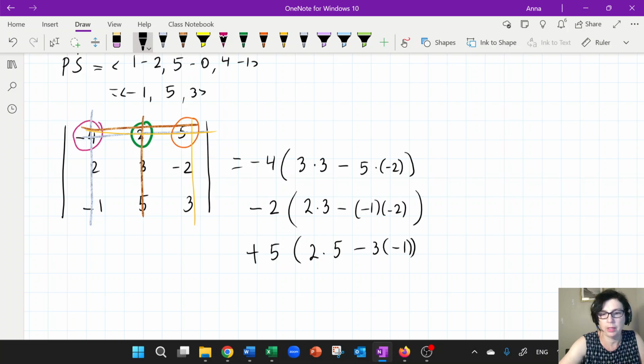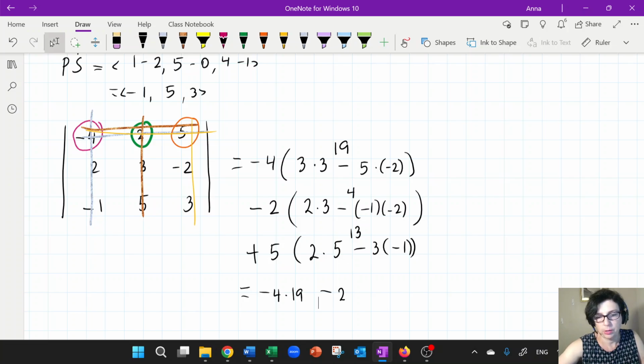So this will be 9 plus 10. So it looks like that's 19. This would be 6 and then subtract 2. So that's 4. This is 10 plus 3. So that's 13. Okay, so I need to compute -4 times 19 minus 2 times 4 plus 5 times 13.